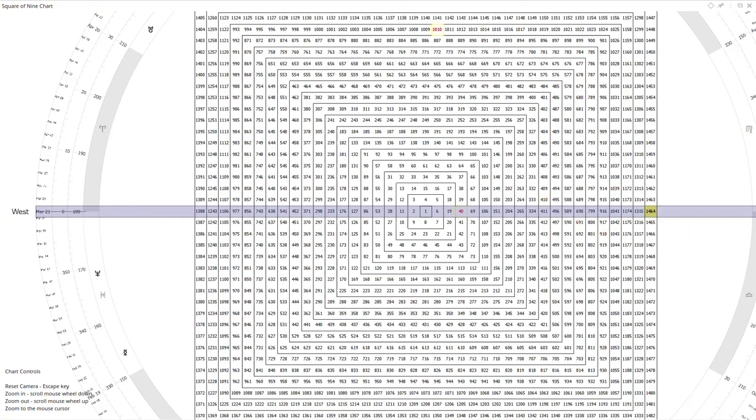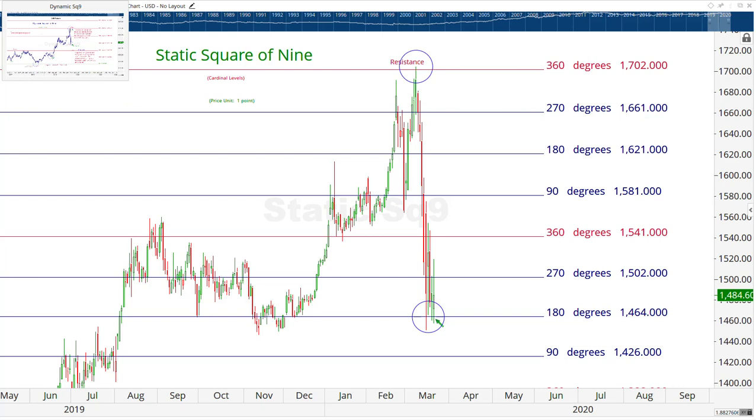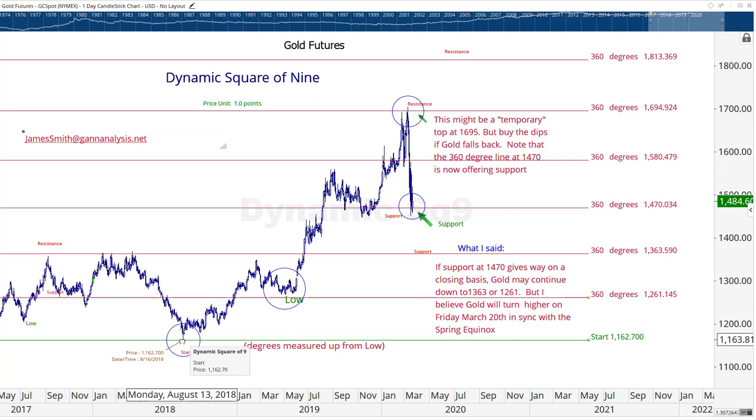Well, 1464 on the static square of 9, which means that we're measuring degrees from the center of the square of 9, which, again, let me go back to the chart and show that to you. 1 is the center. You do one complete revolution, that's 360 degrees. You do another one, that's 720 degrees. You keep going out and out and out. And that's what we've been showing you on this chart. Only difference is we're measuring from the low rather than from the center. That's called the dynamic square of 9. And we're using 1 point as the price unit, which is what the normal square of 9 would use.